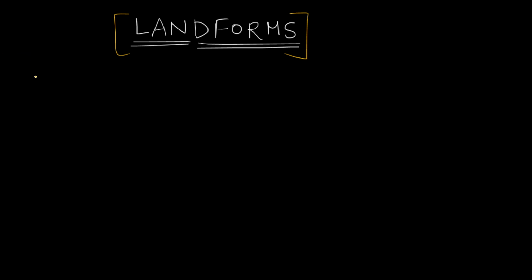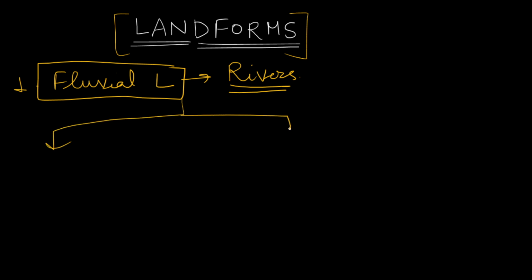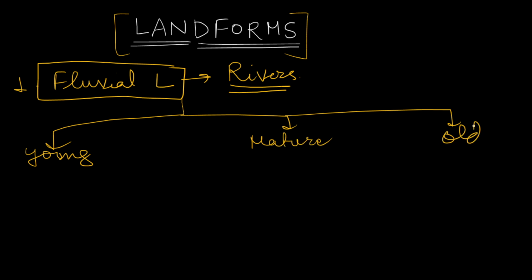So the first landform we are going to discuss is fluvial landform. Generally you see fluvial landform is created by rivers. So river oriented landforms are known as fluvial landform. Here you can divide the landforms in three parts. So first one is the young phase of a river, that is young fluvial landform. Then we have mature phase. Then you have old phase.